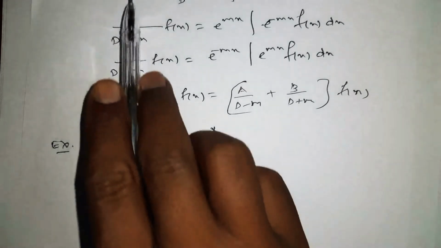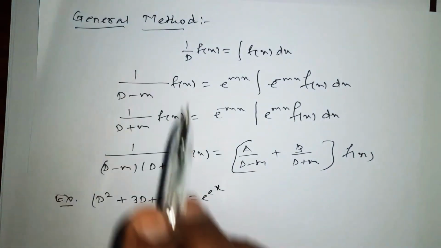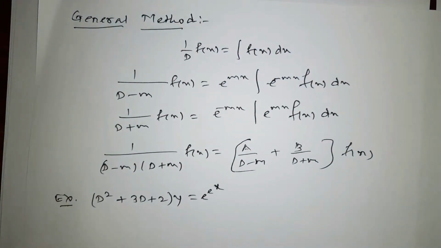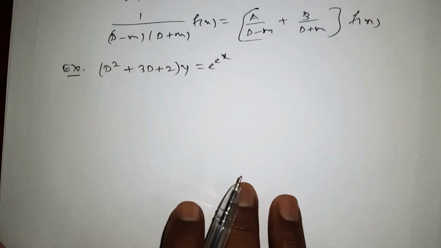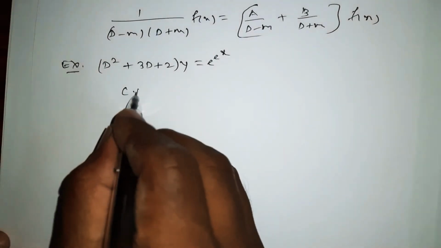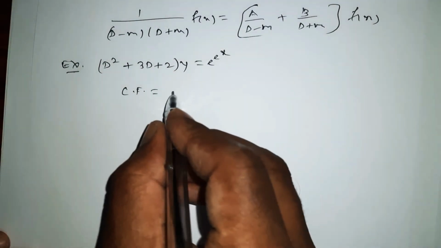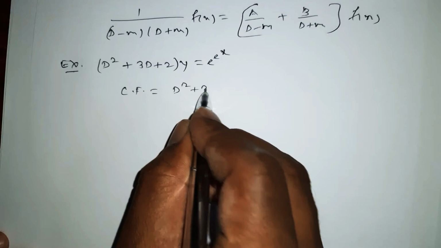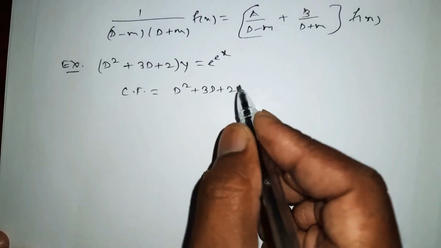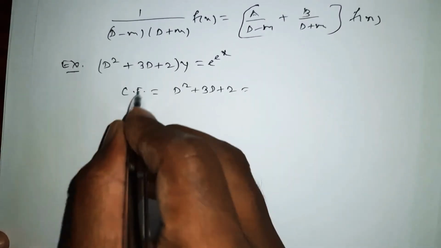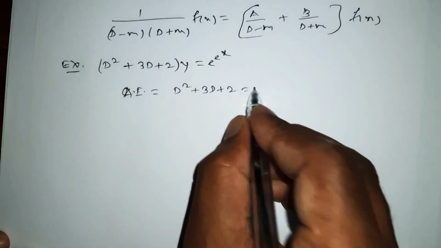But for the general method there is also a condition: you must be able to find these factors. If these factors are wrong, then your answer is wrong. Okay, so let us solve this example. First, find the complementary function. For the complementary function, the auxiliary equation here is D square plus 3D plus 2 equal to 0.